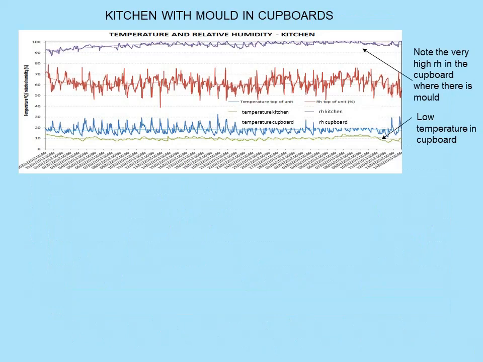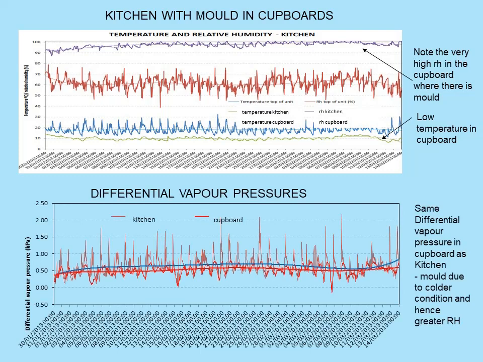Another problem that arose was a kitchen with mould in the cupboards, and that's the actual data from the data loggers. And note the very high relative humidity in the cupboard where there was mould, and the very low temperature. So it was thought that there was dampness coming off the wall with the cupboard doors shut. However, when we converted those to differential vapour pressure, there's the same amount of water in the cupboard as there was in the kitchen. The mould was simply due to the colder condition and hence greater relative humidities developed within the cupboard.